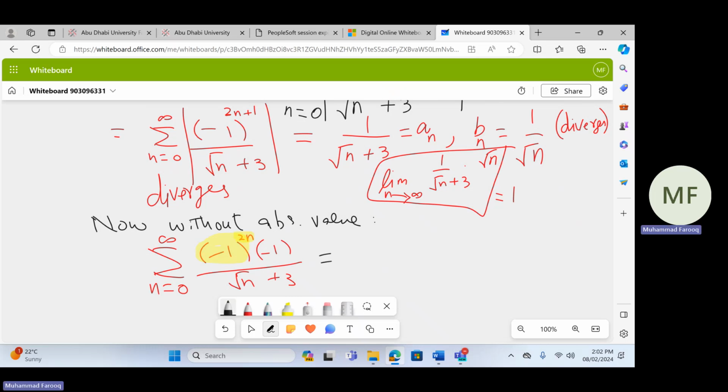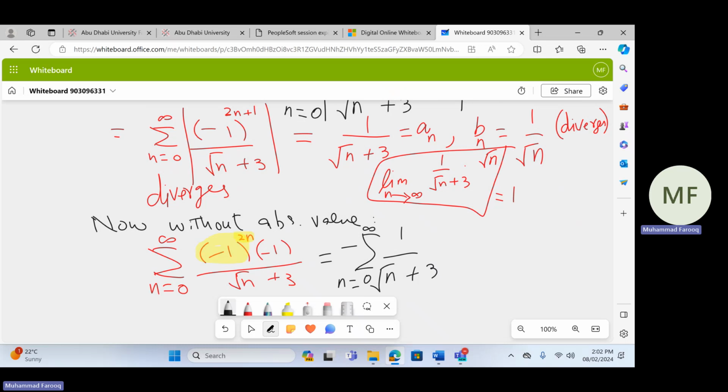So now, in the numerator I have what? Minus 1. Divide by square root of n plus 3. Do one thing: keep this negative sign outside, and put this in here. I put the negative outside and the sum from 0 to infinity. Look at here, it's the same thing you got before. You have to check this series by what? LCT. And we know already the result.